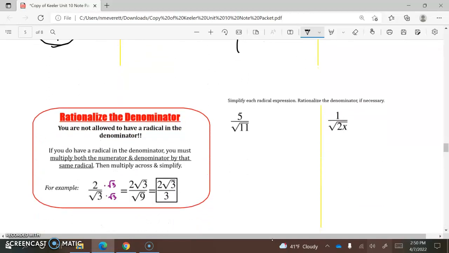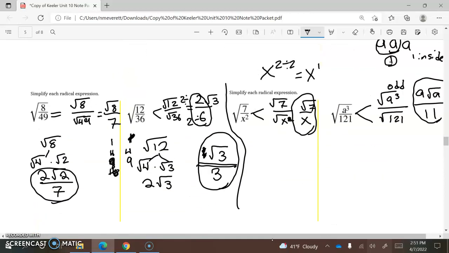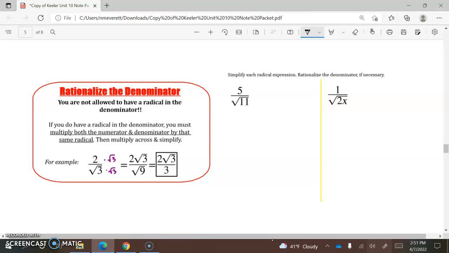Alrighty, so now we're going to see what happens if I potentially can't simplify out the bottom to make it not a square root. Because again, one of our cardinal rules is I do not want a square root on the bottom of my fraction, okay? So what we do is something we call rationalizing the denominator, all right? You are not allowed to have a radical in the denominator. That is a big no-no. So what you do, you basically take your radical and you multiply it on the top and bottom of your fraction. So for this one, I'm going to take the square root of 11. I'm going to multiply it to both the bottom and the top of the fraction, okay?